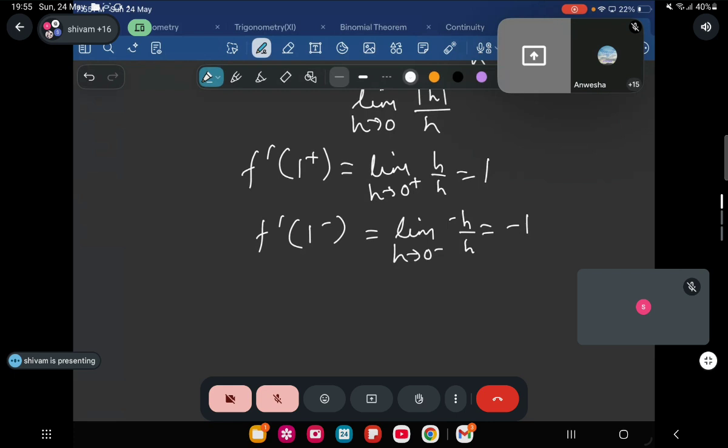No, part 2 is not clear. Okay, everyone. f dash at 1 minus will be equal to minus 1. f dash at 1 plus will be equal to plus 1. Part 2.